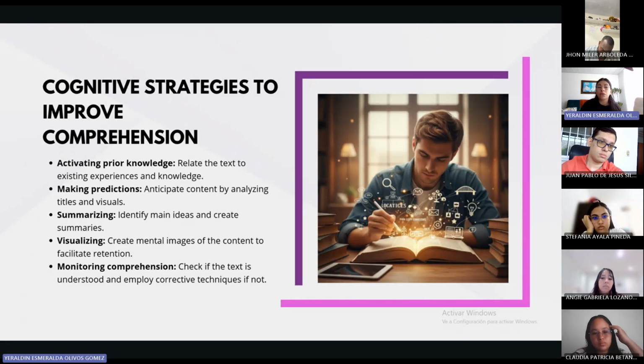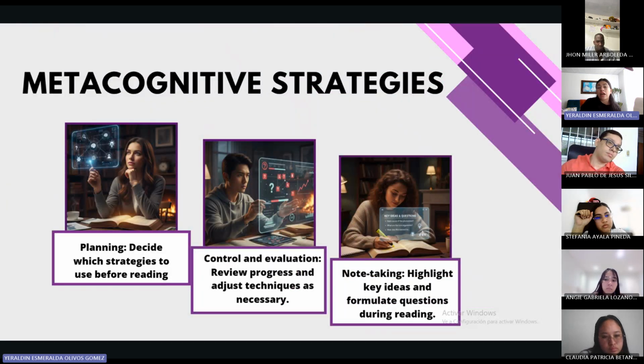Cognitive strategies to improve comprehension: activating prior knowledge, making predictions, summarizing, visualizing, and monitoring comprehension. Metacognitive strategies. Planning: decide which strategies to use before reading. Control and evaluation: review progress and adjust techniques as necessary. Note taking: highlight key ideas and formulate questions during reading.